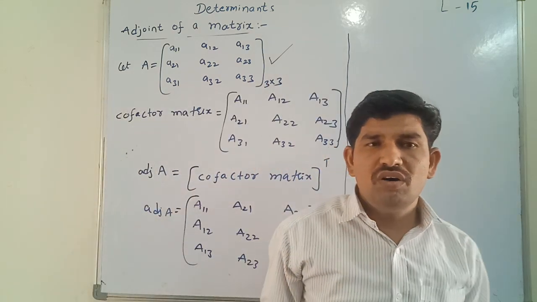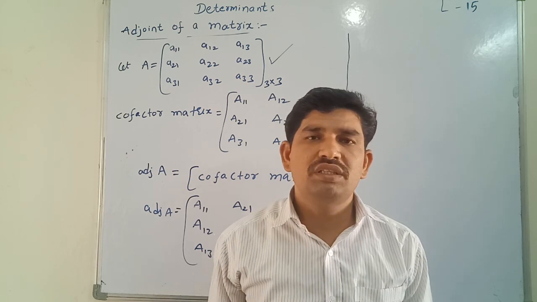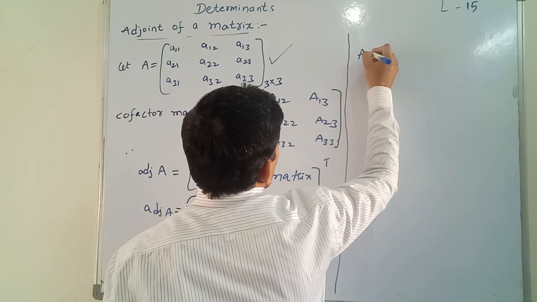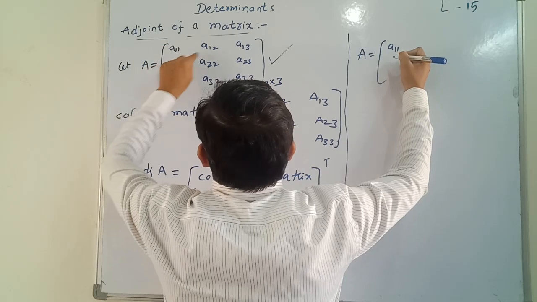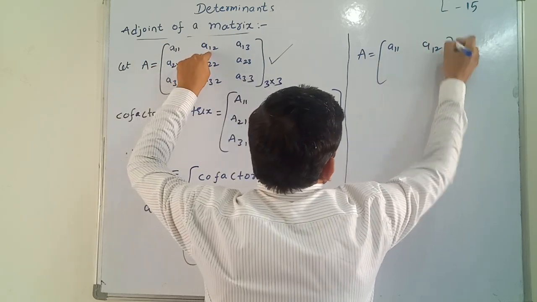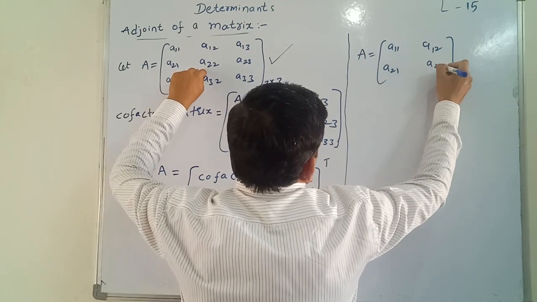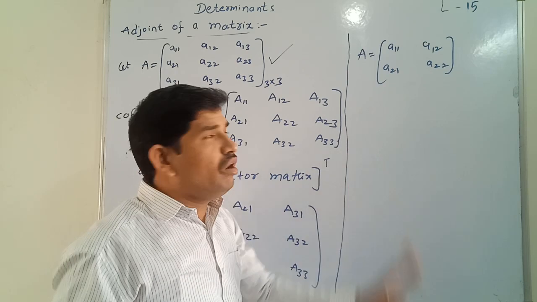Yes or no? Now some students will ask, suppose we have a 2 by 2 matrix, how do we write it, sir? So see, if you have a 2 by 2 matrix, let us consider A equal to the matrix with A11, A12, next A21, next A22. This is nothing but what? A 2 by 2 matrix or not? There are 2 rows and 2 columns.